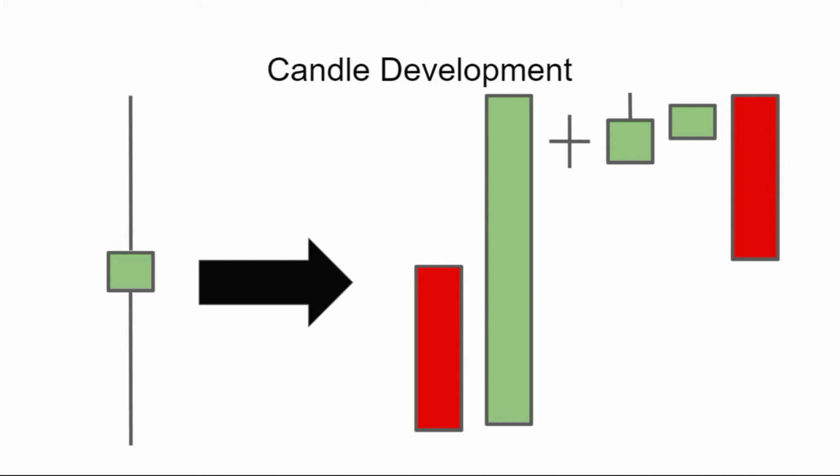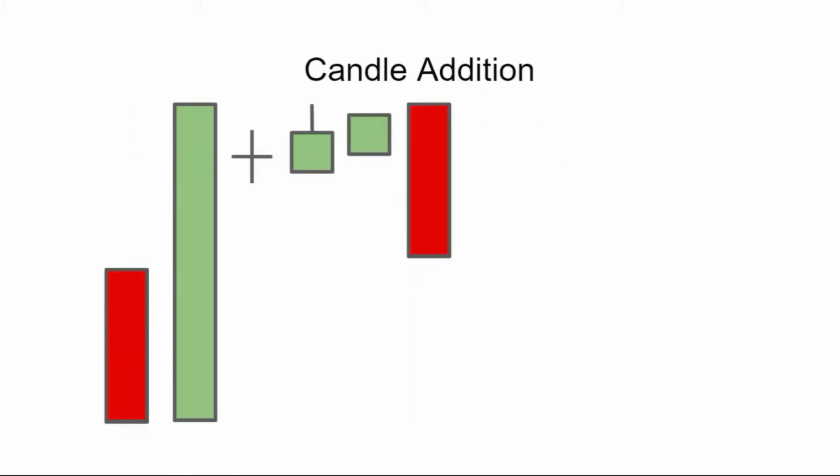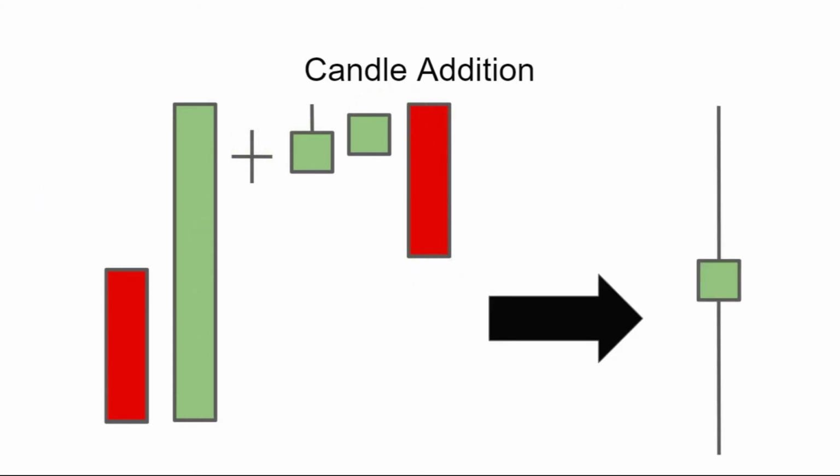By now, you should clearly understand the process of candle development, being the process of breaking a single candle down to its component parts. You'll be happy to know that in part 2, candle addition is really quite simple, being the exact opposite process. In this case, we take a group of candles and combine or add them to produce one single candle. These candles here, through the process of candle addition, from the open of the first candle to the close of the last candle, become this candle on the right.